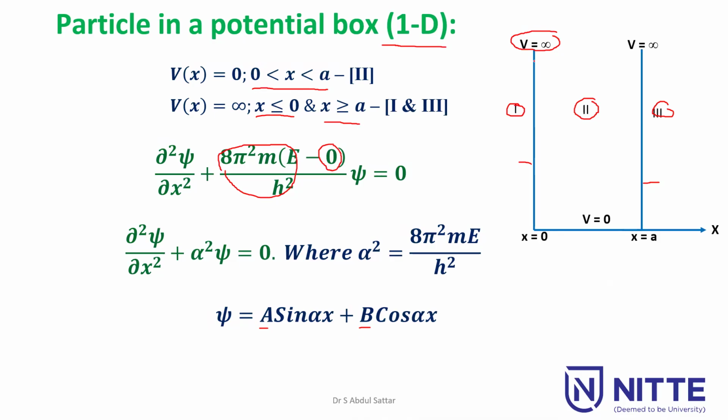That means the probability of finding the particle here is 0. So psi star equal to 0. Therefore psi equal to 0. That means at the boundary x equal to 0, psi equal to 0. That is the one boundary condition.